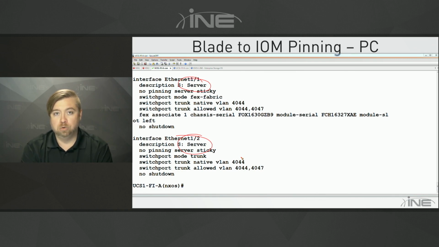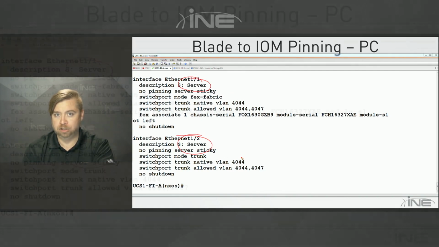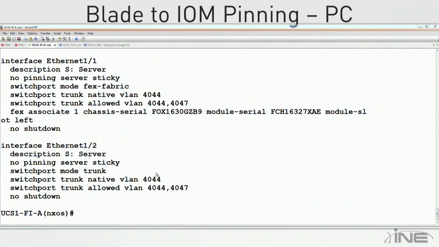Now, assuming that we want to use all links, which doesn't make sense to plug the links in if we're not actually going to use them, it means we need to do one of two things. We either need to re-acknowledge the I/O module so that both of them are statically pinning, or we can change the connectivity policy to use a port channel, and then we'll see that interfaces E11 and E12 go into a port channel. The port channel is going to say switch port mode FEX, and then the pinning is going to happen to that. Before we configure the port channel, let's look at the static pinning.